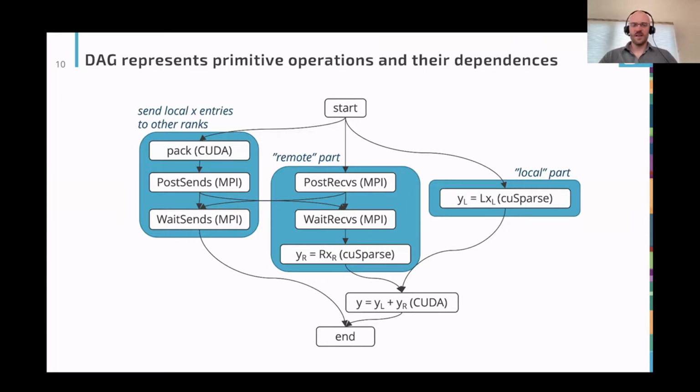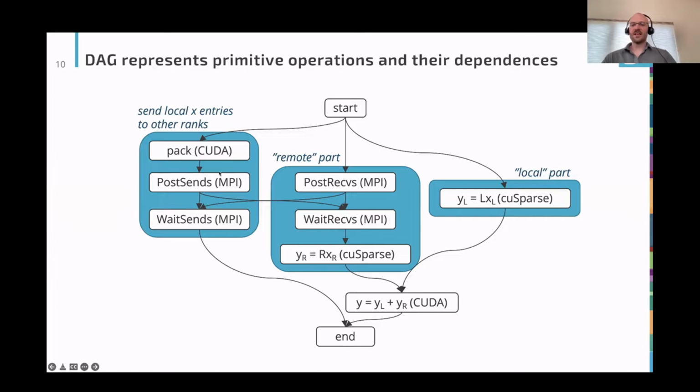So just to make this more concrete, this is an example of how that specific SPMV might be realized as a directed acyclic graph. I've broken it down into three parts here. The part on the right is just that local SPMV. This is the part of the SPMV that corresponds to the X vector entries that are owned by this rank, and you can see that this can happen immediately from the start of the SPMV. There's this middle part, which is the remote part of the SPMV. In order for that to happen, we have to first receive our data, wait for those receives to complete, and then we can use, for example, cuSPARSE to do the actual SPMV on the GPU.